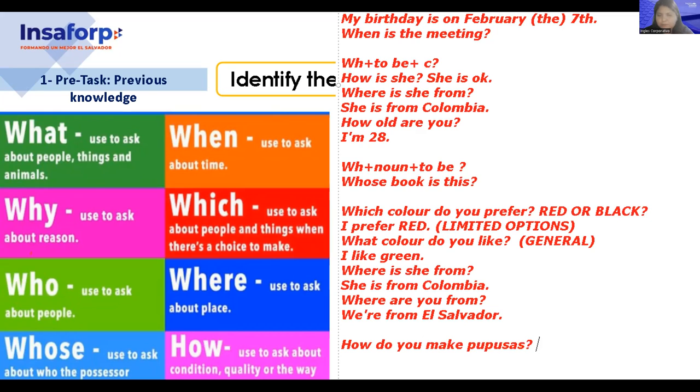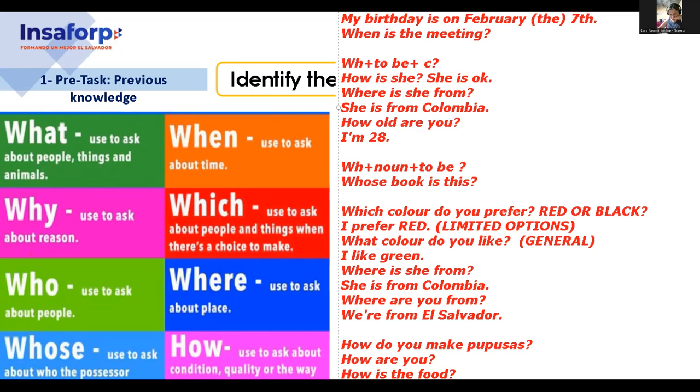For example, how do you make pupusas? So there is a process, right? Estoy preguntando por el proceso. How do you make pupusas? How are you? Could be the question too, to ask about condition. How is the food? ¿Cómo está la comida?